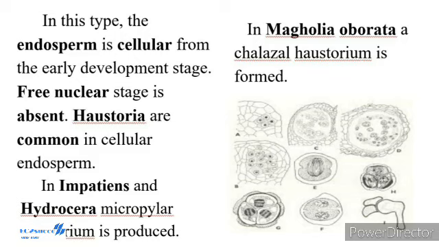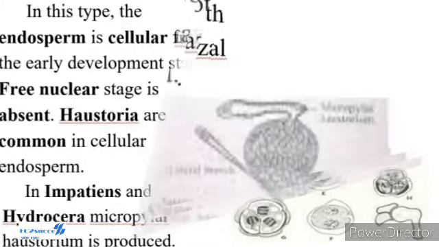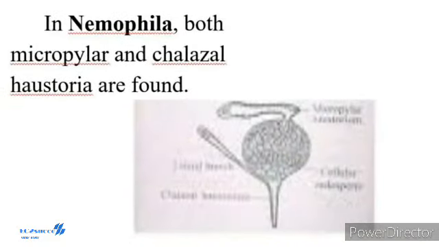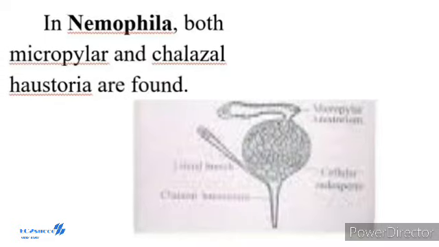Haustoria occur commonly in cellular endosperm. The haustoria may arise at the micropylar end, at the chalazal end, or at both. In Impatiens and Hydrocera, a micropylar haustorium is produced. In Magnolia arborata, a chalazal haustorium is formed. The cellular endosperm is formed in the micropylar chamber. In Nemophila, both micropylar and chalazal haustoria are found. The chalazal haustorium has a lateral branch.